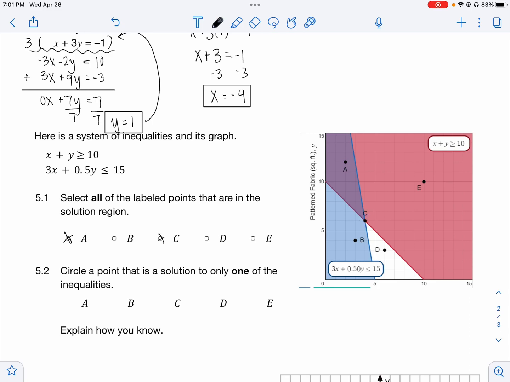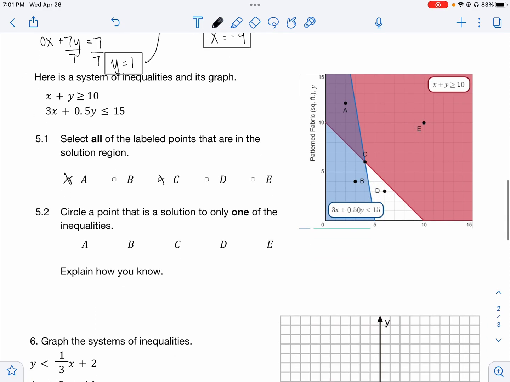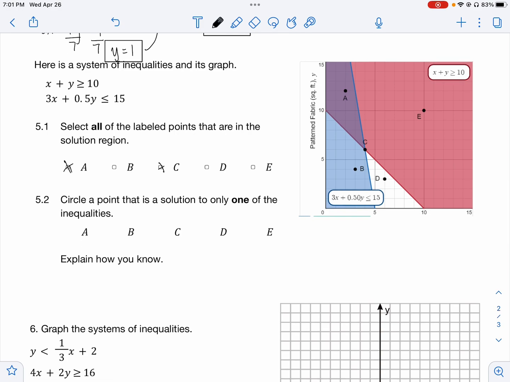If one of those lines was dotted though, it would not work. And E, B, and D are all not in any of the double regions. Circle a point that is a solution to only one of the inequalities. So B is a solution to the blue inequality, and E is a solution to the red inequality. So either of those points would work. You only have to circle one of them, and you could just say like only in one shaded region.